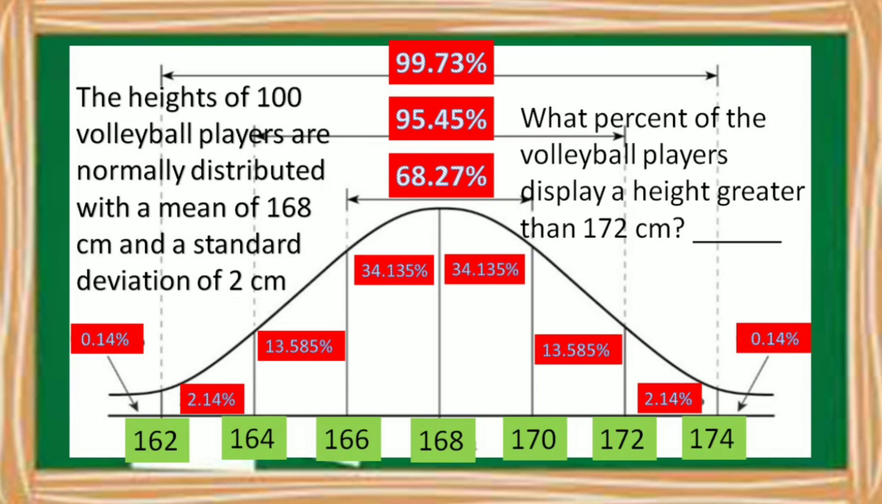Next, what percent of the volleyball players display a height greater than 172 centimeters? So, greater than 172 centimeters, meaning the percentage to the right of 172 centimeters, and that is 2.14% plus 0.14%, which is equal to 2.28%.